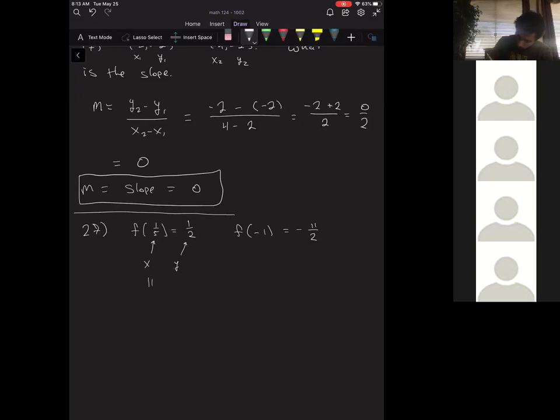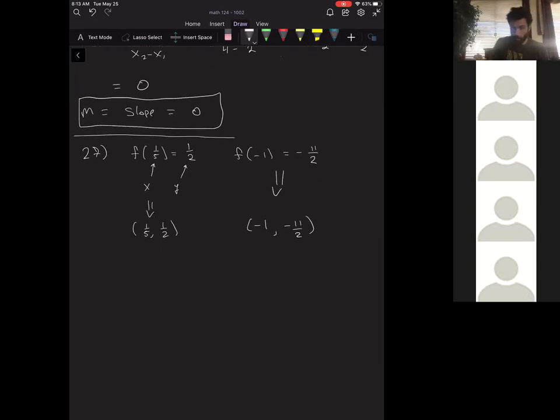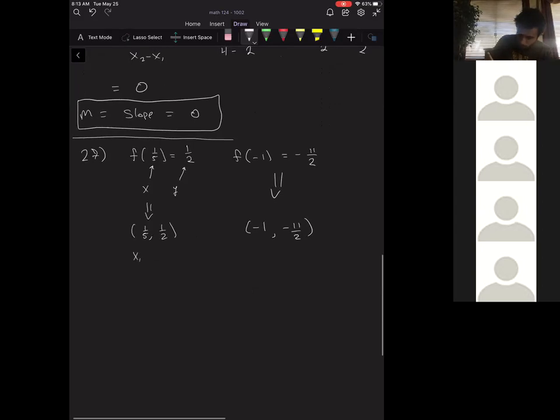So this first one is really like saying we have a pair. We have 1/5 and 1/2. And this one down here is basically saying that we have a point, x is minus 1 and y is minus 11 over 2. So then what we can do is continue like we did in the previous problems. We can label this one x1, y1. This is going to be x2, y2. And then just plug everything into our slope equation. So m is going to be y2 minus y1 over x2 minus x1. That's going to be minus 11 over 2 minus 1/2, divided by minus 1 minus 1/5.